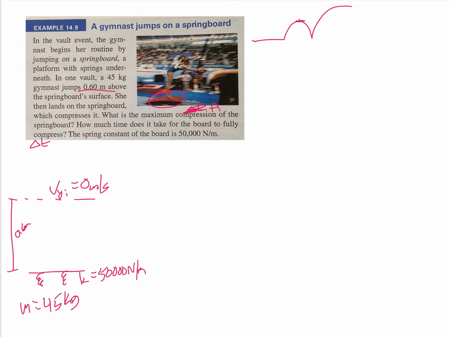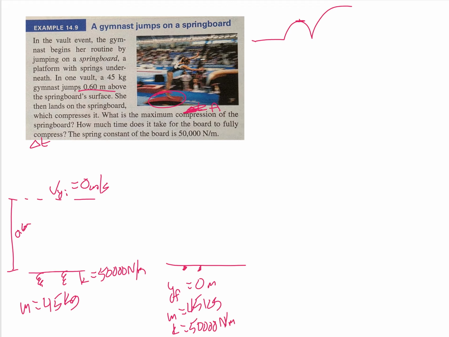Now the after picture. So here we are, and now she's compressed the springs, and she's on the board. So what do we know here? Y final, she's at 0 meters. What else do we know? Her mass is still 45, right? Yeah. Anything else we know? The spring constant K is still 50,000 newtons per meter.